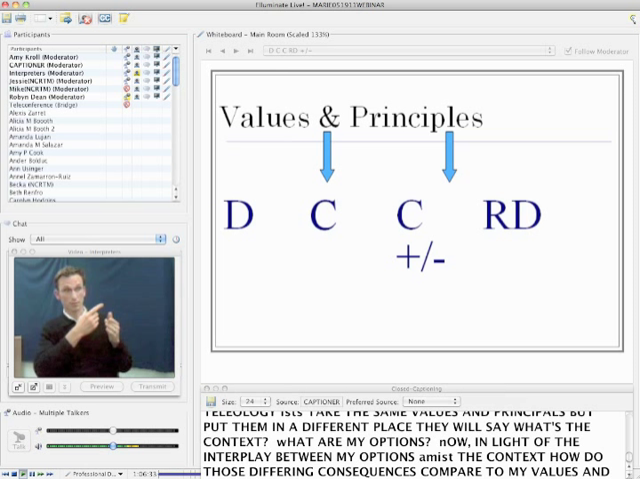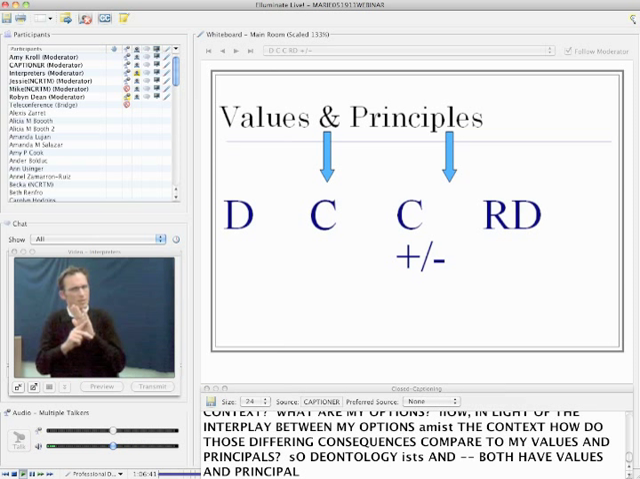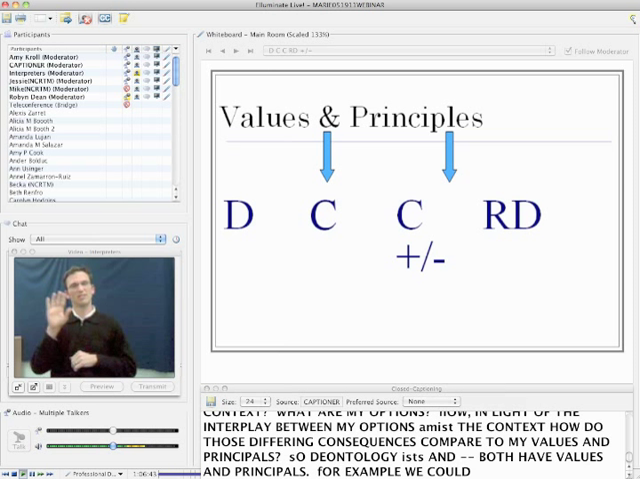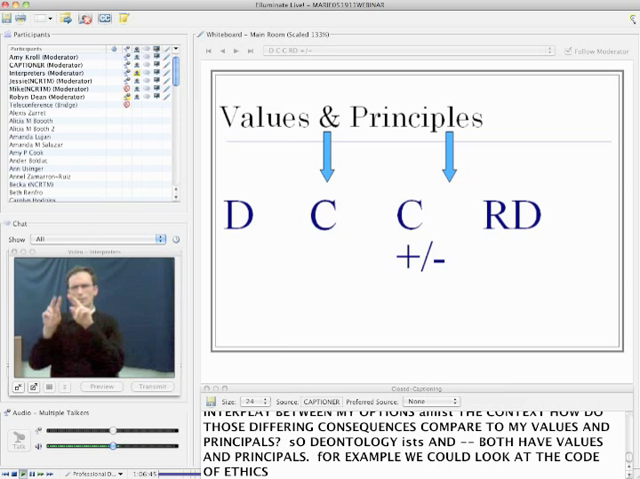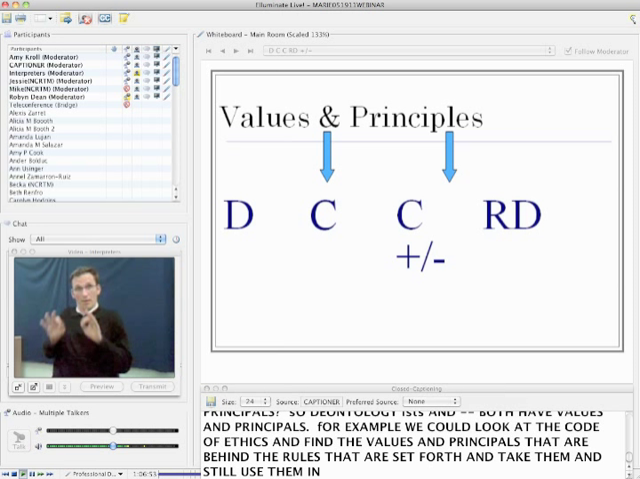So deontologists and teleologists both have values and principles. For example, we could look at the RID Code of Ethics and find the values and principles that are behind the rules that are set forth. And we could take those values and principles and still use them teleologically, still use them in weighing of our consequences.